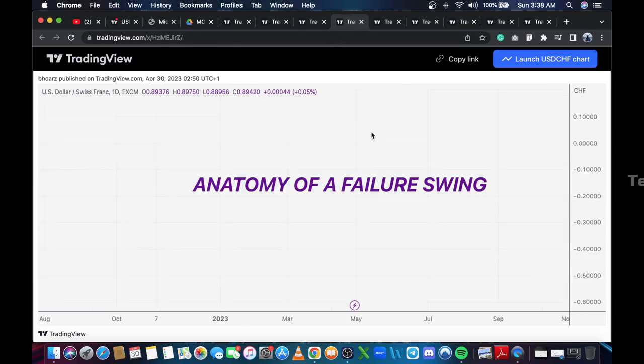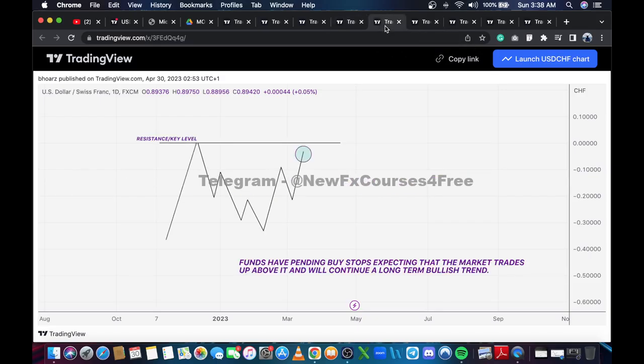So we're going to go into the anatomy of a failure swing. Let's define step by step how the failure swing forms and how we can anticipate a failure swing. Now, typically, the market makes a key level. It could be a long-term high. Now, remember, the principles being taught here apply to all time frames: daily, monthly, weekly, lower time frames, 1 hour, 1 second time frame, if any of you guys use a 1 second time frame. But we have a resistance or key level where we are anticipating the market to trade up into.